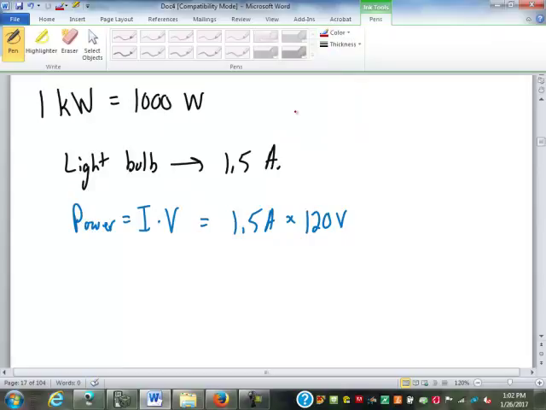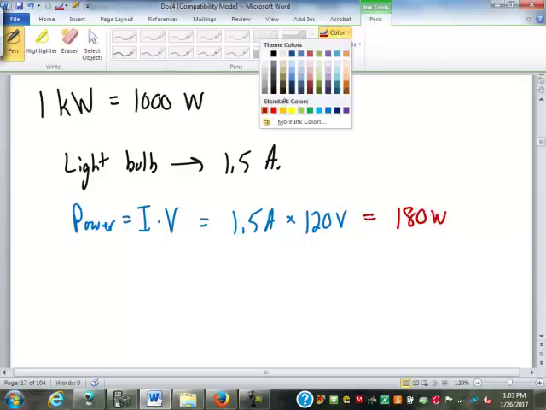You guys, when you did your stuff, did you typically use 120 or 110? 120? Okay. The reason for that, technically, your sine wave goes from negative 170 volts to a positive 170 volts. It's what we call an RMS voltage. We'll actually look at how that's calculated at some point before we're done with the semester so you can see where it comes from. So 1.5 times 120, that's 180 watts.